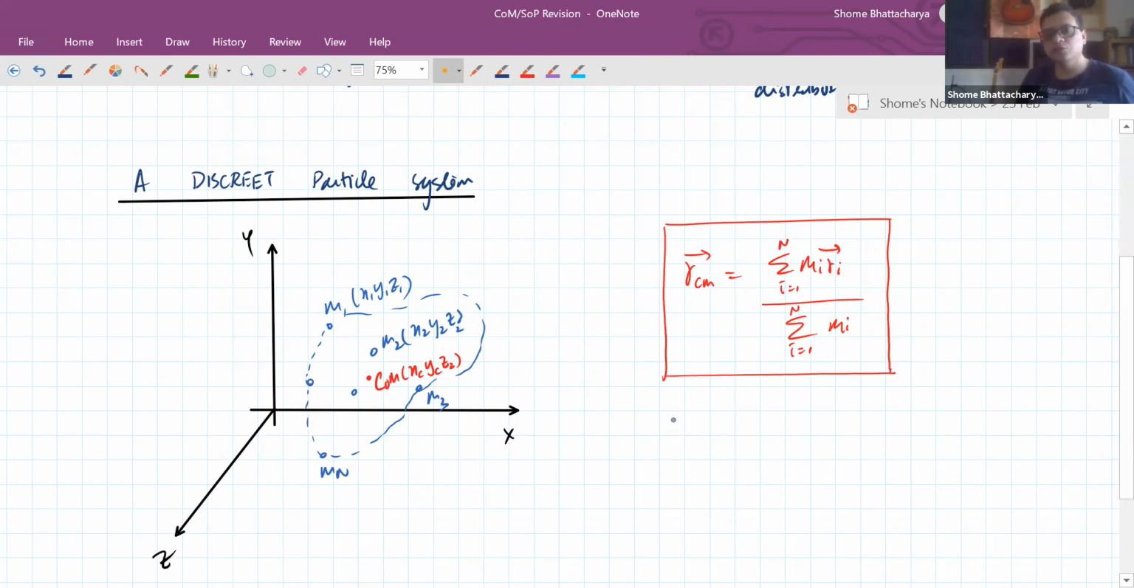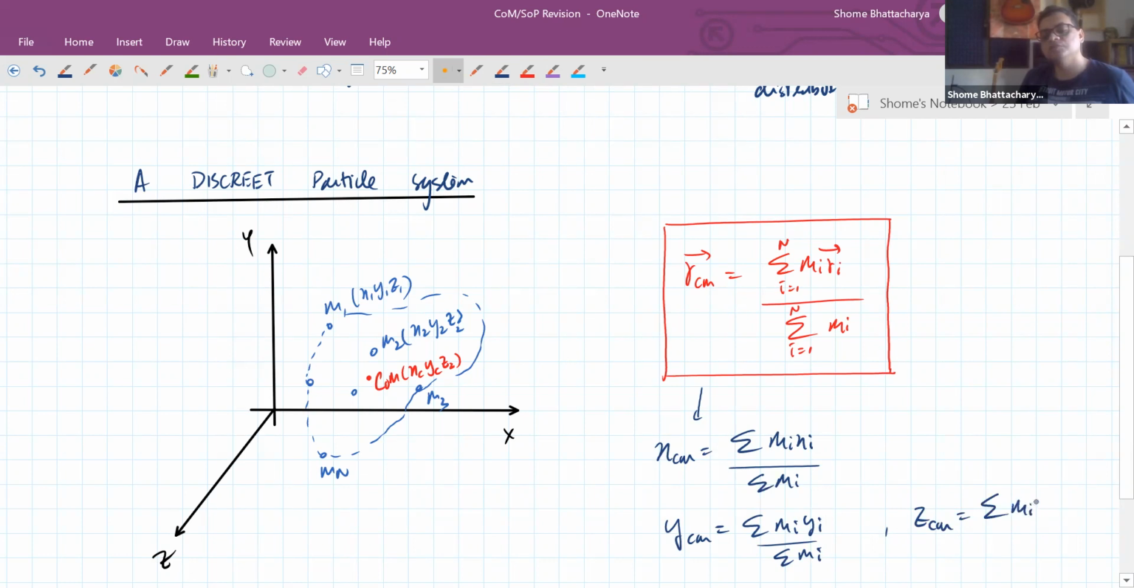Or we can reduce this to individual coordinates: the x coordinate of the center of mass is summation mx divided by summation m. The y coordinate of the center of mass is summation my divided by summation m. And the z coordinate of the center of mass is summation mz divided by summation m, where the summation is done in each case from 1 to n for the n number of particles. So this becomes the definition of center of mass for a discrete particle system.